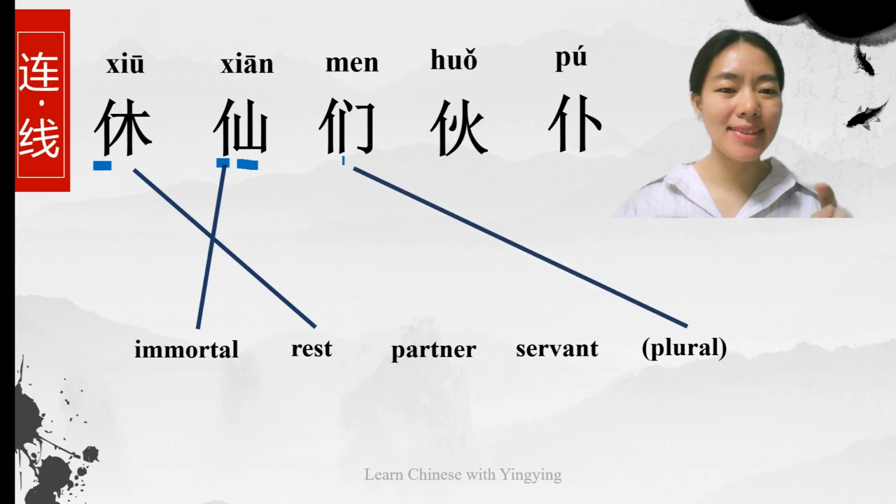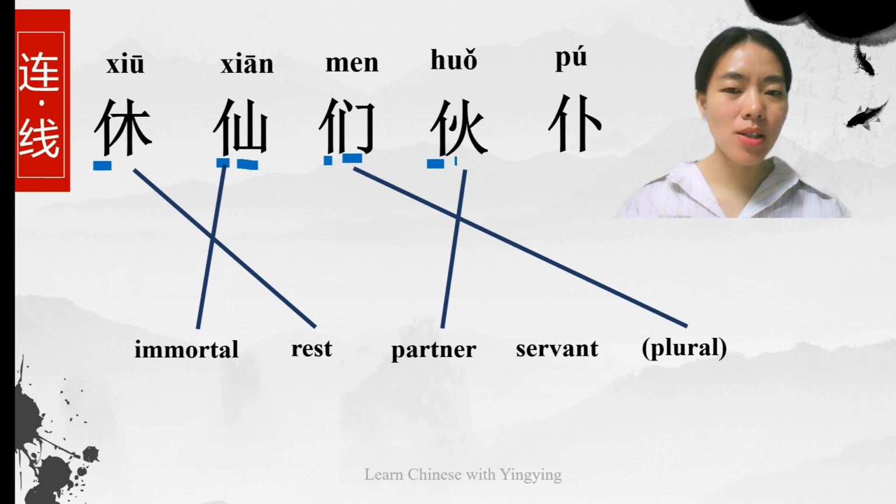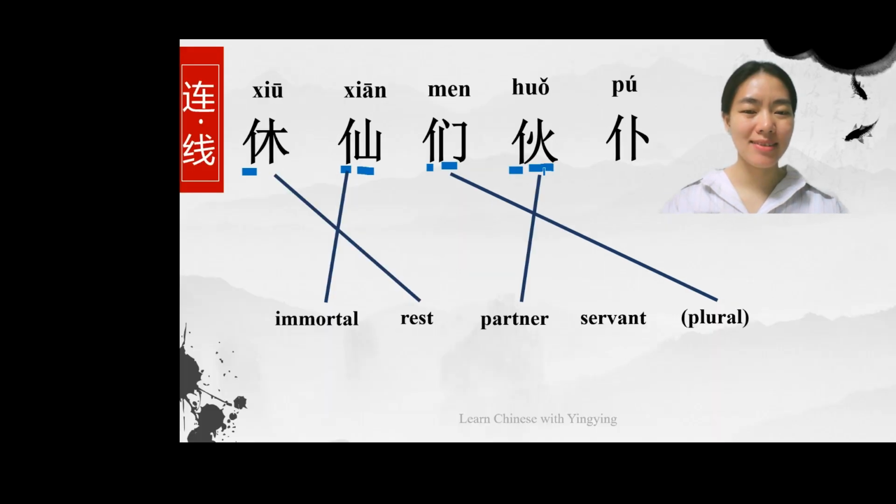This one is 闷. It is used to change a singular form to a plural form. So a person plus door, 人 plus 门, it is 闷. Next word is 火. 火, it means partner. So a person plus fire. In ancient time, fire is a good company, a good partner to a person. So 人 plus 火 is 火. It means a partner.